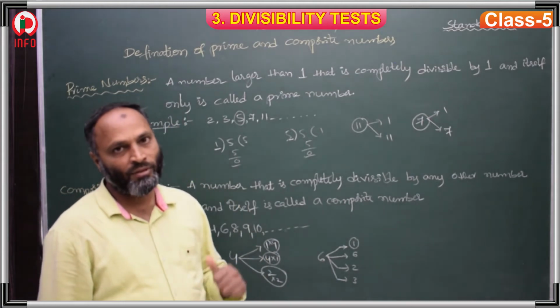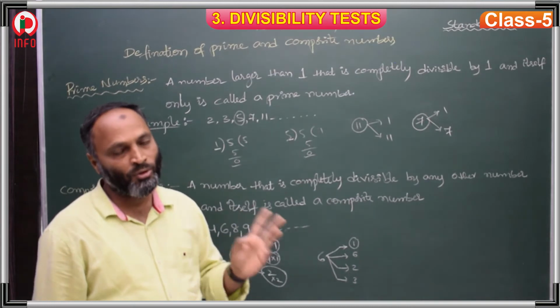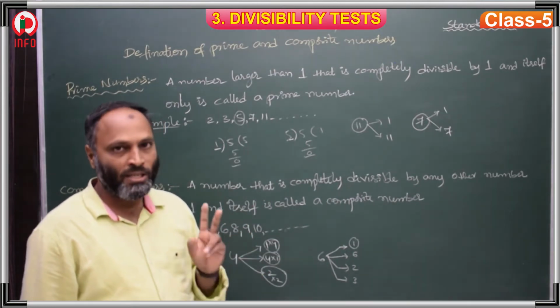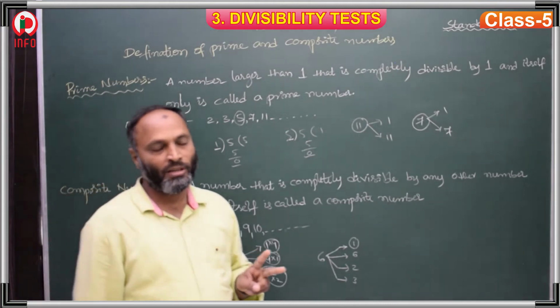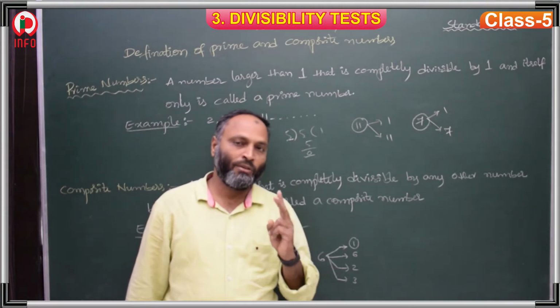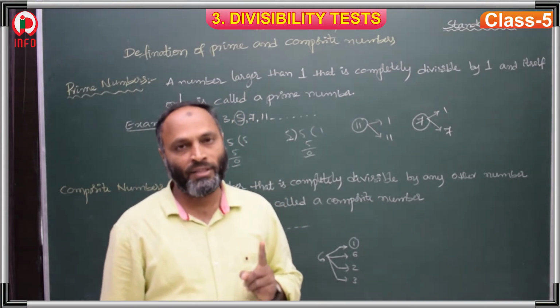Composite numbers have more than 2 factors. One and itself are the 2 factors, and then more, 1, 2, 3, whatever. It depends on the number. So composite numbers have more than 2 factors, but prime numbers have only 2 factors. The 2 factors are 1 and itself.